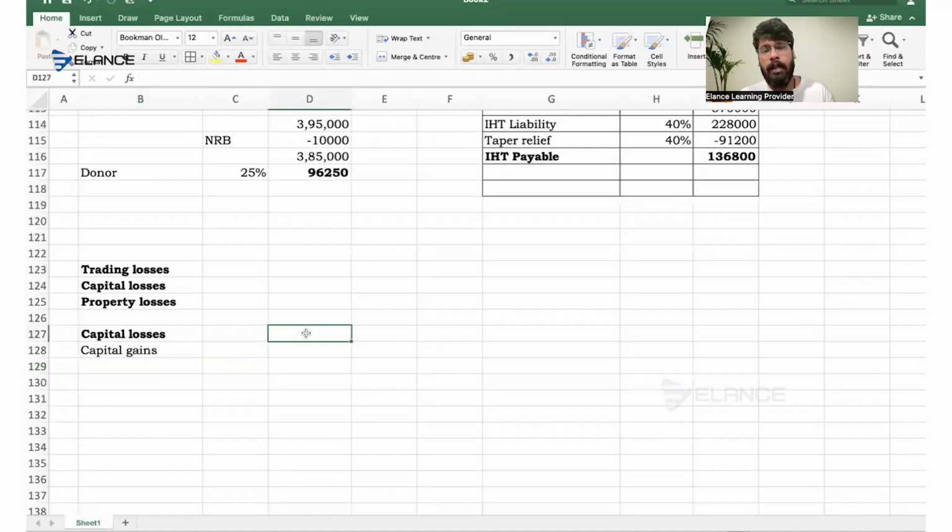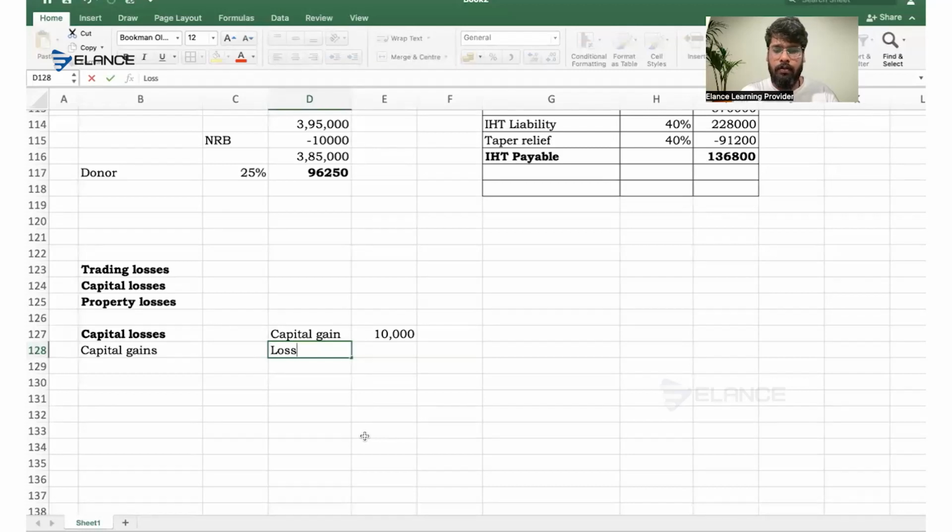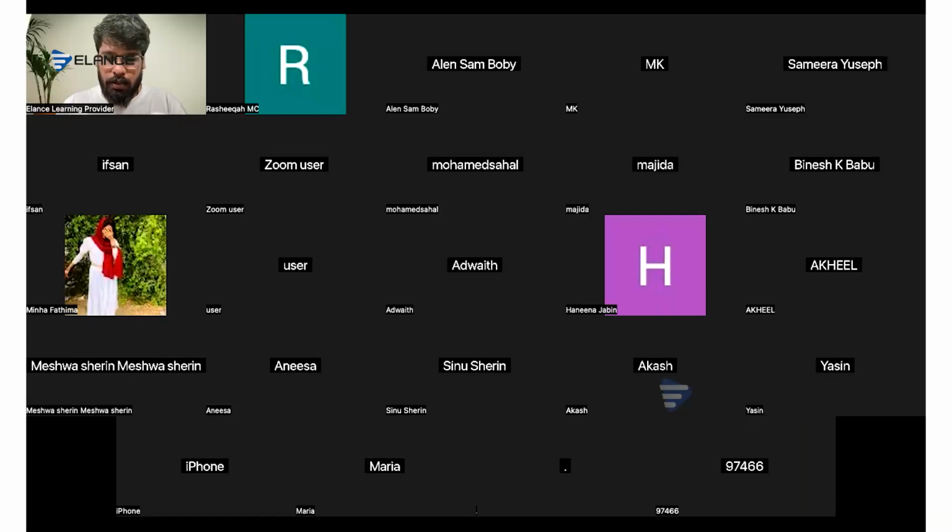Okay, for example, in an accounting period, I have a capital gain of 10,000. It is the gain my company has in an accounting period. And in the same accounting period, I have a capital loss also. Okay, I disposed of another asset and I got a loss in that disposal. And the loss amount was, for example, 12,000.